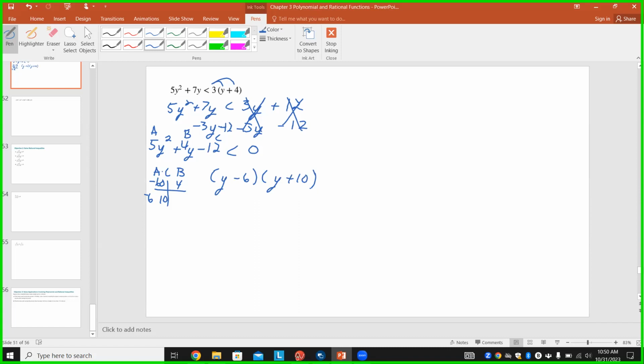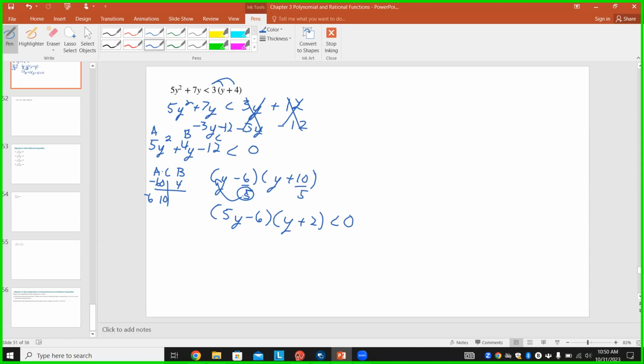But because the leading term is not a 1, what did I have to do extra? Divide by the a, which in this case is 5. There you go. If I can't reduce the fraction, what do I do? Good. Take the denominator, move it to the front. So this now gives me 5y minus 6. And 10 divided by 5 is 2. So I get y plus 2 less than 0.